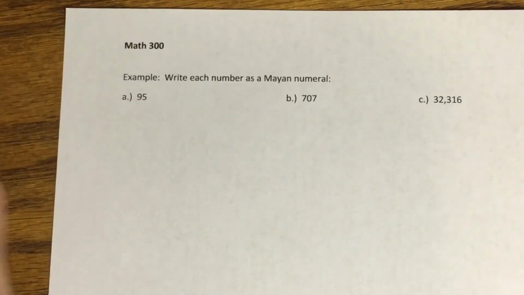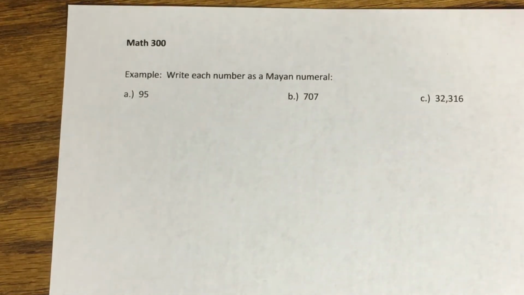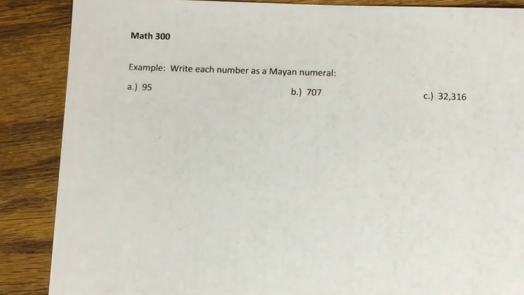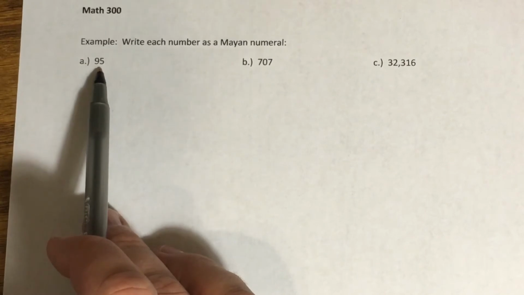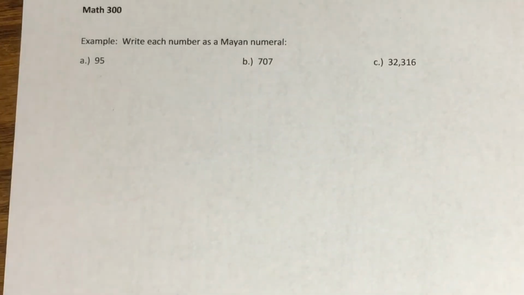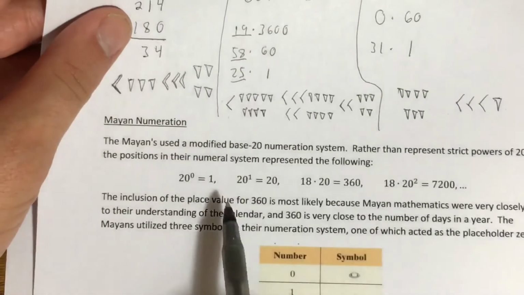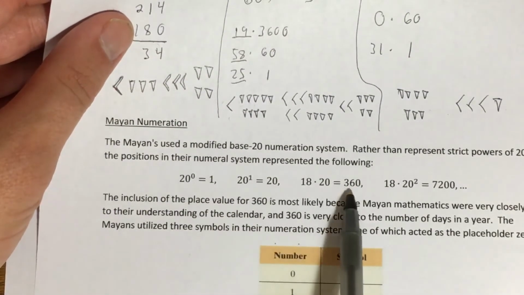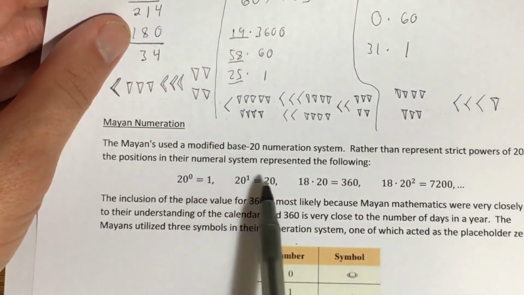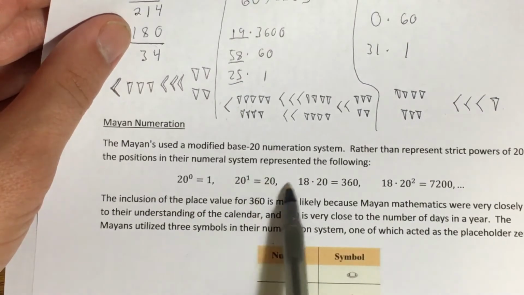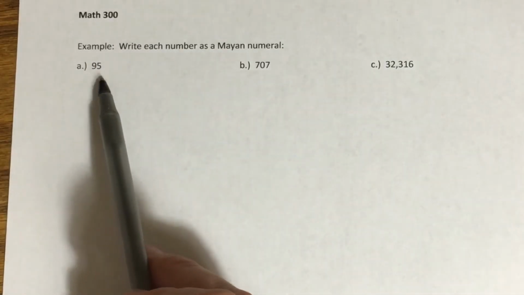Last thing we want to do, just like we did for Babylonian, is take a look at converting the other direction. So I want to take numbers that are given in Hindu Arabic and convert them into Mayan. Starting with the number 95. So remember, just like we did in the Babylonian case, we're looking at our different place values: 1's place, 20's place, 360's place, 7,200's place, and figuring out which is the largest of these place values that's also still small enough to fit into this number.